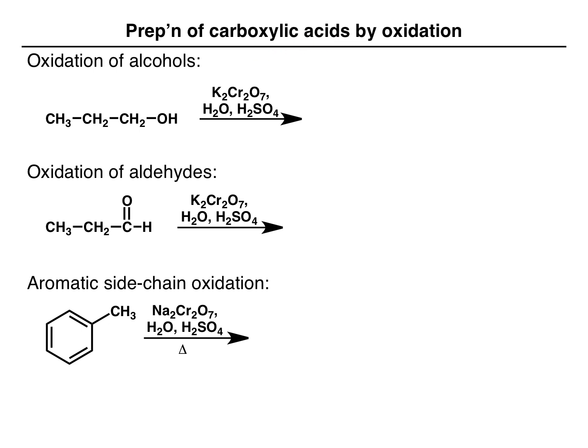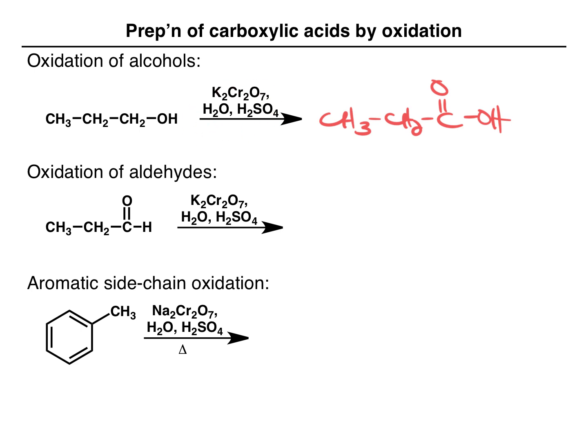Carboxylic acids can be prepared by oxidation, and here we have a few examples. First of all, oxidation of alcohols. Primary alcohols are oxidized by chromic acid, which is usually prepared from potassium or sodium dichromate in the presence of sulfuric acid. And this will give us, in this case, propanoic acid, also known as propionic acid.